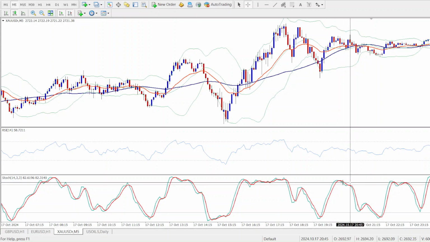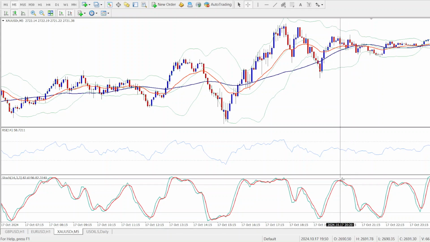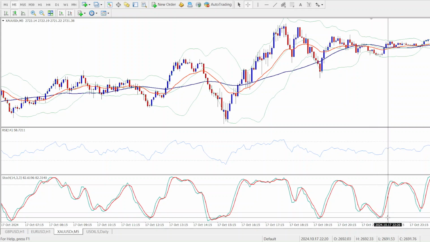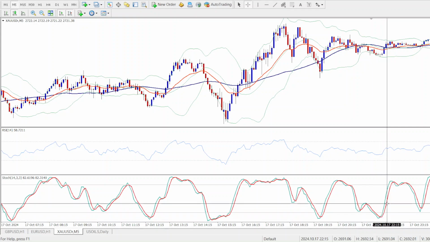So when the oscillator is in the overbought region, you might want to consider exiting your buy trades or entering a sell trade when you have a bearish crossover. On the other hand, when the oscillators are inside the oversold zone, you want to consider exiting your sell trades and possibly entering a buy trade when you have a bullish crossover.